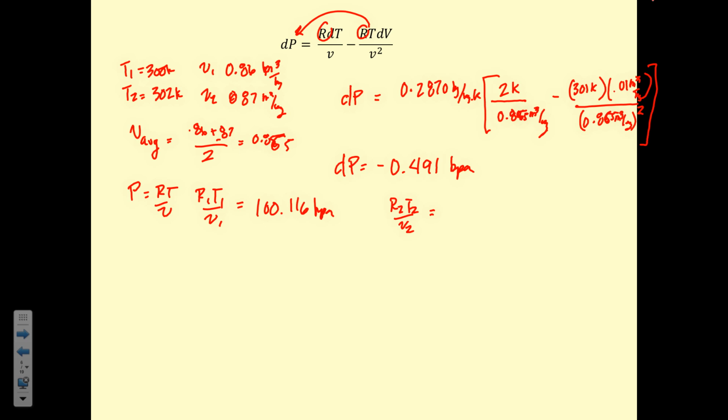99.625. So our delta P ends up being negative 0.491 kilopascals. So our percent error in this case is 0, because we can assume that over a small temperature interval, the relationship between pressure and temperature and specific volume has a linear component to it.